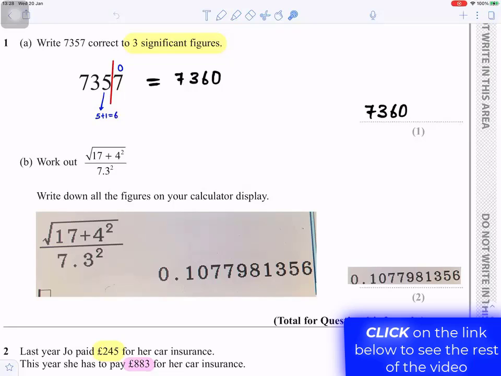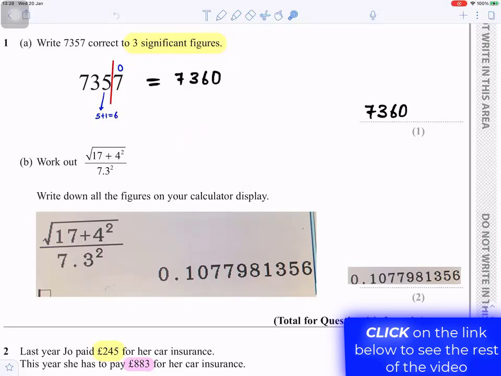Part B. Work out the square root of 17 plus 4 squared, divided by 7.3 all squared. With your calculator, you would use the fraction button first, and then the square root sign. And usually to get the square root sign, you press shift.